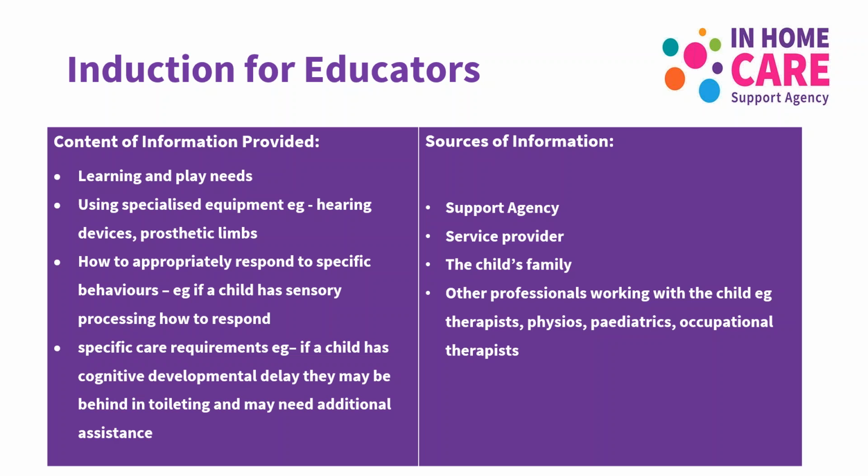Some other types of information you could gather include learning and play needs of that child, how to use specialised equipment such as hearing devices or prosthetic limbs, how to appropriately respond to specific behaviours, and also specific care requirements. So if the child has a cognitive developmental delay, they may be behind in toileting and may need additional assistance.